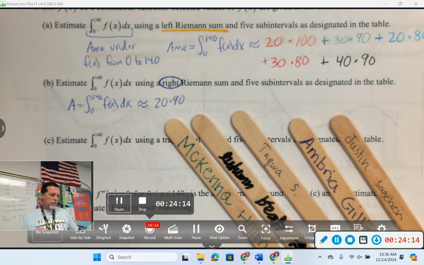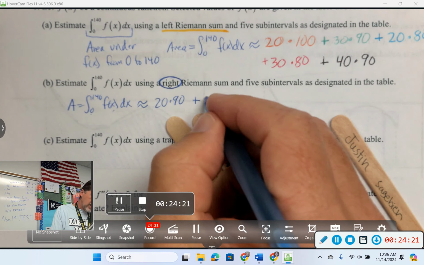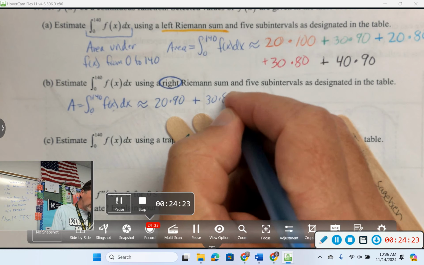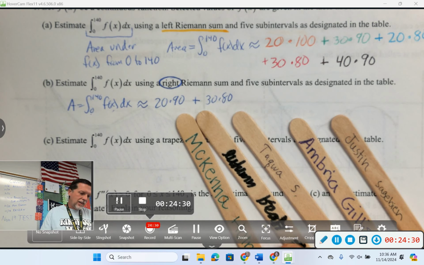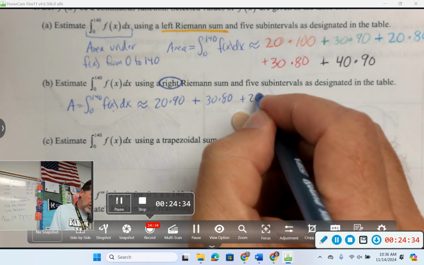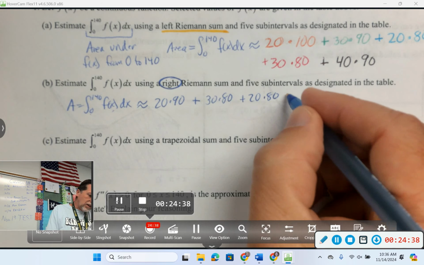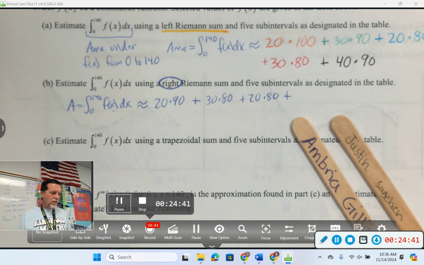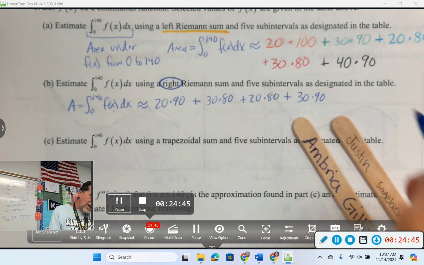So the first rectangle is 20 times 90. Autumn, what about the next rectangle? Okay, I'm going to stick with the base first just to be consistent, but yes, 30 times 80. Width of 30, height of 80 because we're using the right-hand height. How about the third rectangle? 20 wide, 80 high. Good. The fourth rectangle? 30 wide, 90 high.